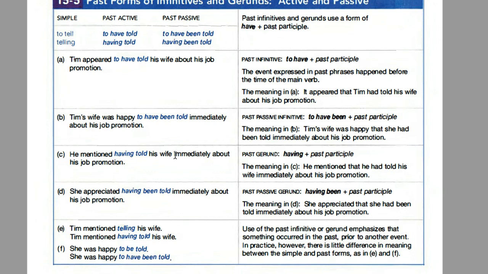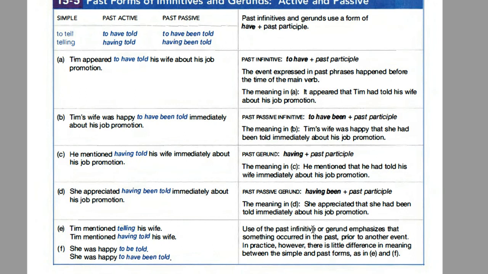He mentioned having told his wife. He mentioned having told his wife immediately. And D, she appreciated having been told immediately. That's the meaning, that she also received it on time, to be informed, having been told. Last, E: Tim mentioned telling his wife, and F: Tim mentioned having told his wife.